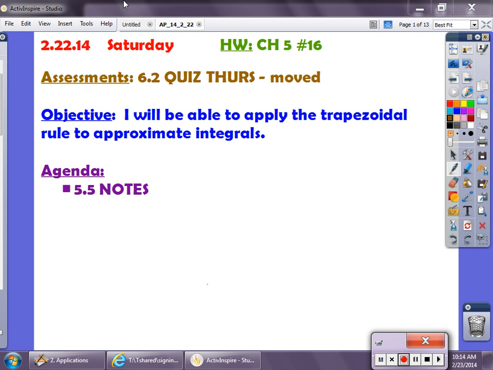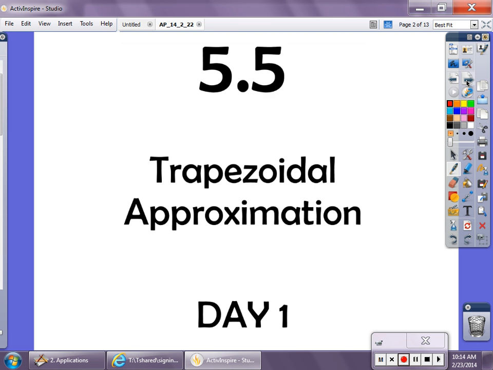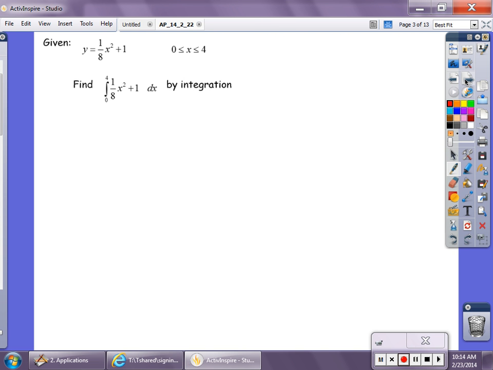Go ahead and take out your notes packets from chapter 5. We're going to apply the trapezoidal rule, so if you remember I had to keep taking those questions out because we were saving that section till the end. So just starting off, given that we have a function, we can integrate now to get an exact answer.